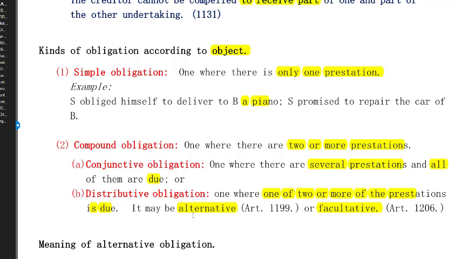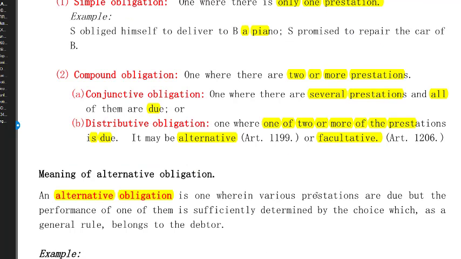Question, what really is an alternative obligation? We discussed that when there are various prestations, basically 2 or more prestations, but only one is due. Take note, 2 or more or various prestations are due, but only one could be said to be sufficient to extinguish the obligation. So, the delivery of one is sufficient for the extinguishment of the obligation. That is what it says there.